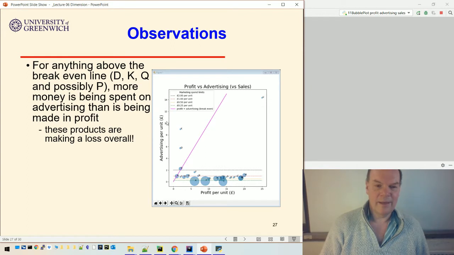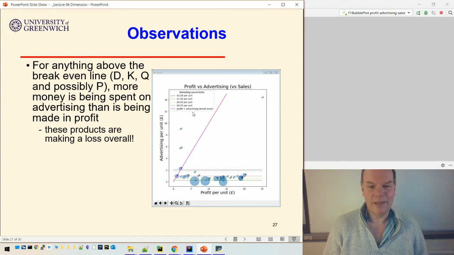That's the break-even line, and you can see anything above that line is actually making a loss, because the profit is being eaten up in advertising. The cost doesn't take marketing into account. So the cost per unit is how much the company pays to get it in, and then they spend some more money on marketing. In these cases, they're spending so much on marketing that these products, K and Q, are actually making a loss overall.